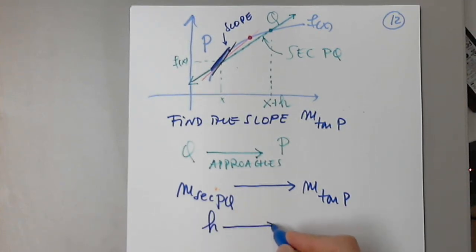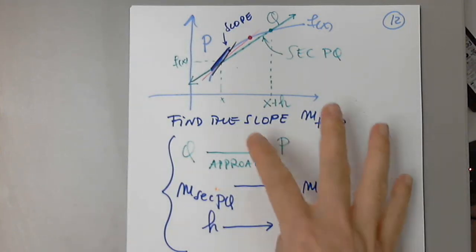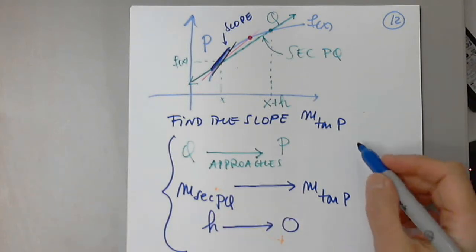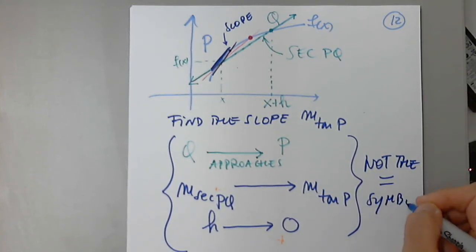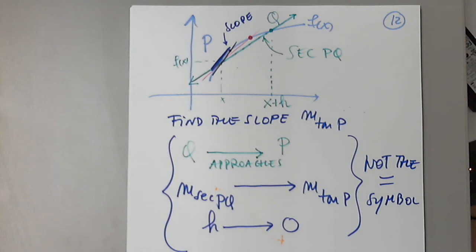Okay, one more. What will happen to h at the same time? These all happen at the same time. I bring Q closer and closer to P. The secant line gets closer and closer to becoming the tangent, or the slope of the secant gets closer and closer to the slope of the tangent. And what about h? What happens to h? Closer and closer to 0. Exactly. None of these are equal. Specifically, not the equal symbol. I'm specifically saying do not consider that that becomes the same or equal. Okay.